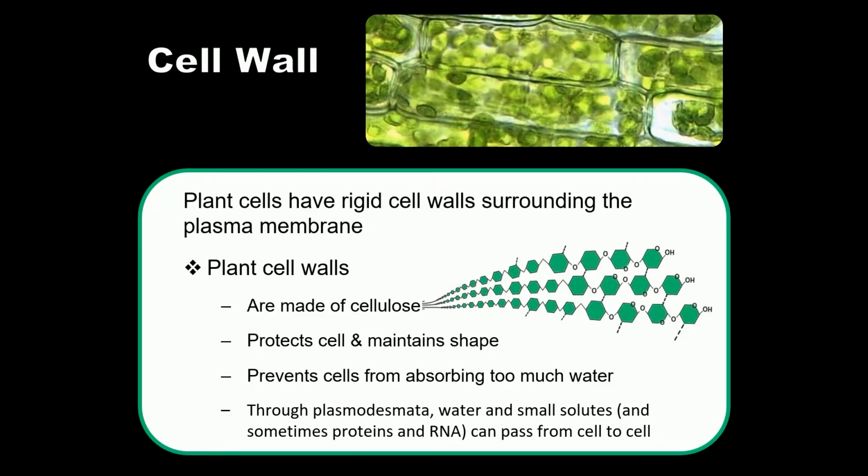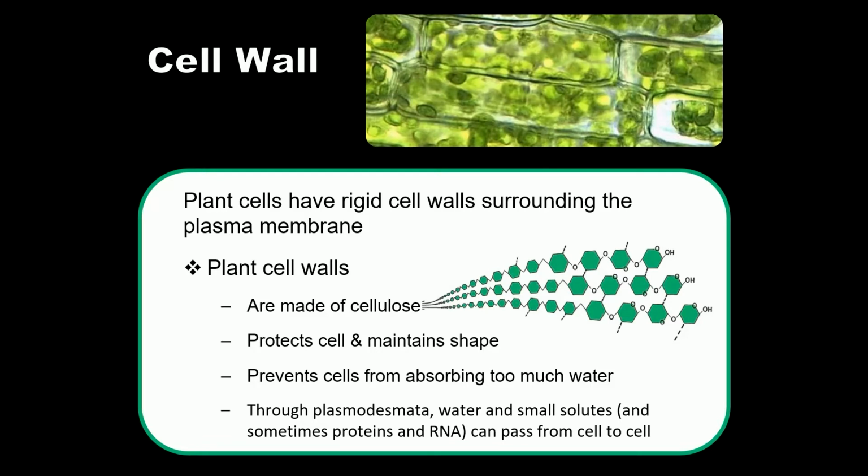The cell wall is a rigid outer coating made primarily out of cellulose. There's some other materials in there as well. There's lignin and these kinds of things. But the thing you're going to want to remember is that it's primarily made out of cellulose. Now, you may remember cellulose from Unit 1. I hope you do. It is a polysaccharide made out of glucose subunits.